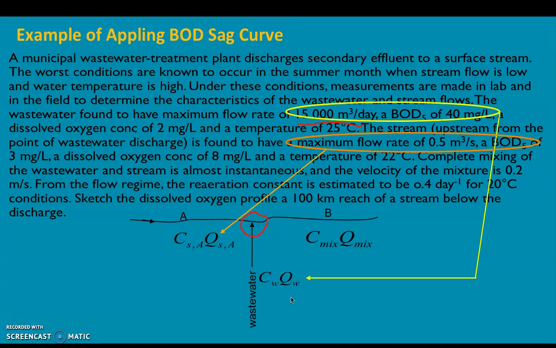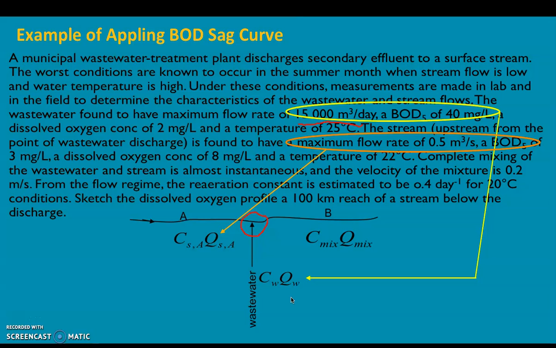Later you will see that the stream upstream from the point of wastewater discharge, the point A here, has a flow rate of 0.5 meter cube per second. The BOD5 is 3 milligram per liter and the dissolved oxygen is 8 milligram per liter at 22 degrees C. So you will see there are two different temperatures: A is 22, and the wastewater is 25 degrees C. So we need to find the mean temperature for stream B, the condition at B.